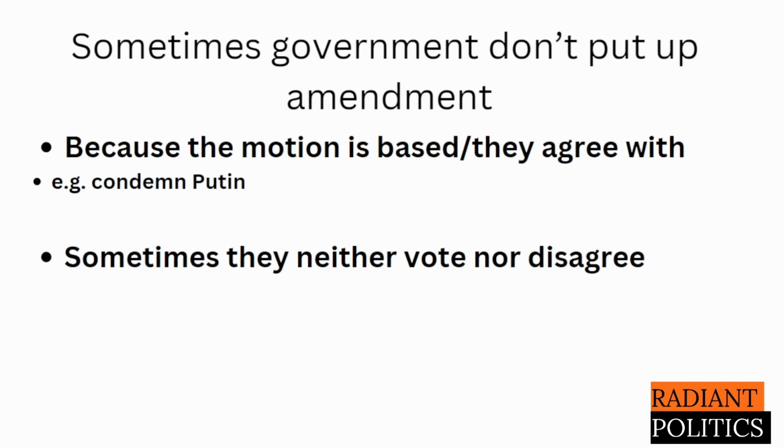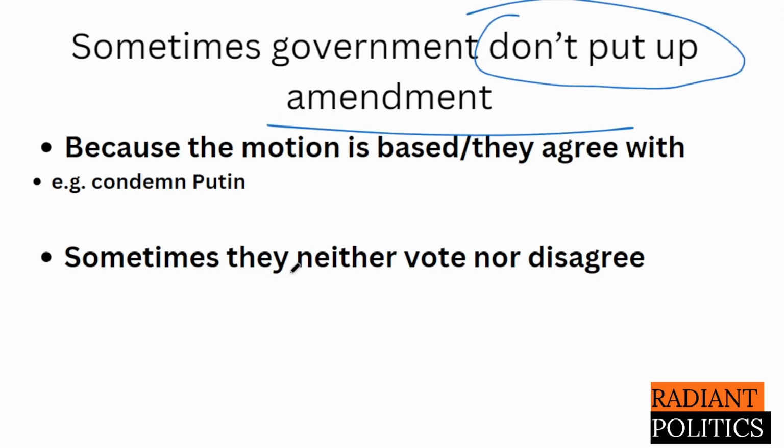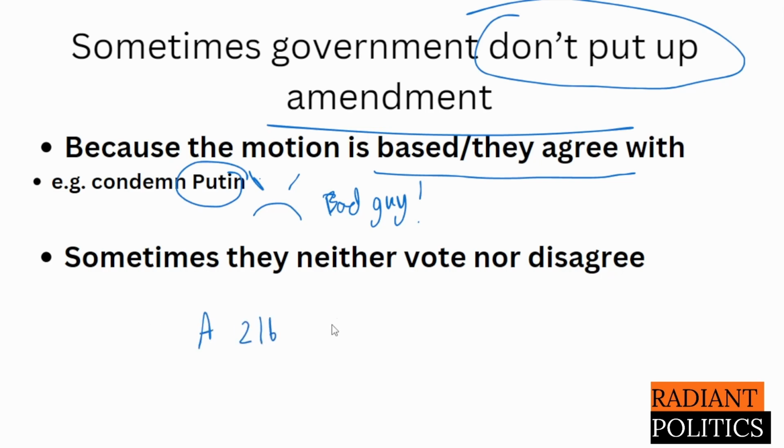On some occasions, the government does not table an amendment. This can be due to the fact that the motion is based on something generally agreed by decent humans, like condemning Putin. Sometimes the motion is not an attack on the government and they just don't care. On some occasions they yell no, but they don't go to vote no. And this leads to a division result of something like the ayes to the right 216, the noes to the left 0.